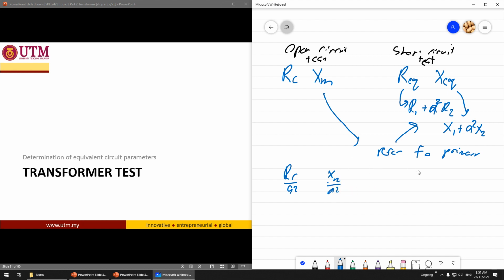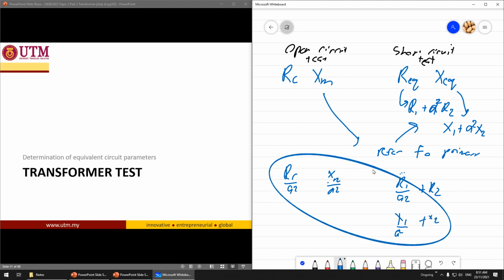This usually doesn't happen. If you refer to the secondary, it becomes R1 divided by A squared plus R2, and X1 divided by A squared plus X2. So this one is referred to secondary, and the other is referred to primary. We usually refer to primary.